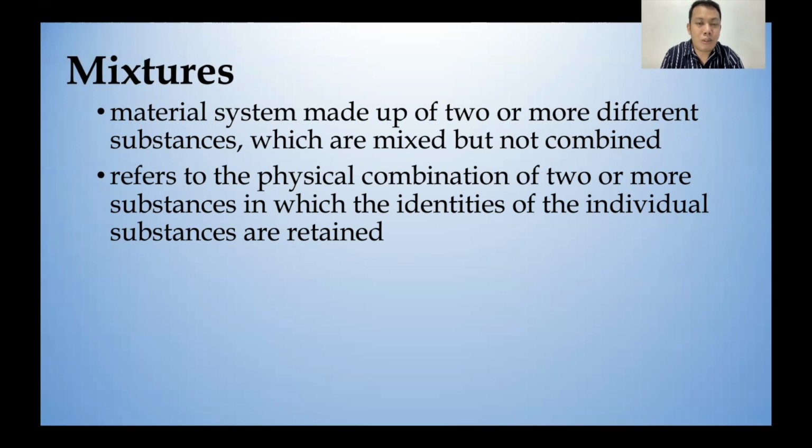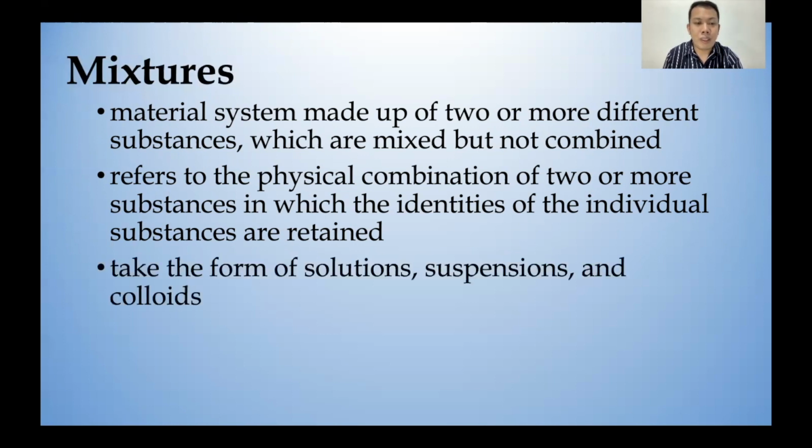But when you create a certain chemical reaction in order to chemically combine two different elements, or a compound with another compound, or an element with a compound, then you are not creating a mixture but you are creating another compound. So it is easier for you to see it this way: as long as the identities are still there, they are considered a mixture. But if the identities are different from the original after combining them, then that is no longer just a mixture, but it might already be a compound.